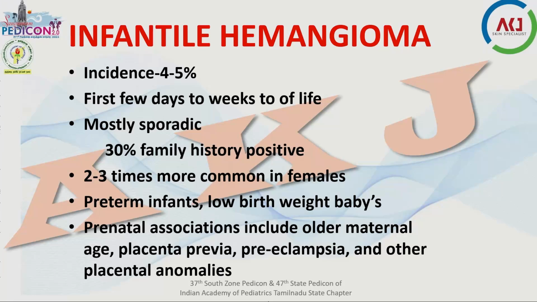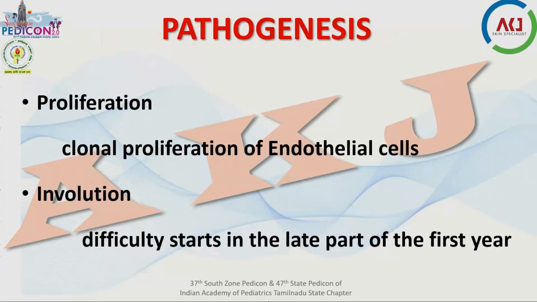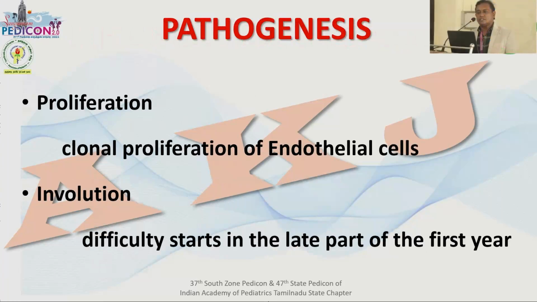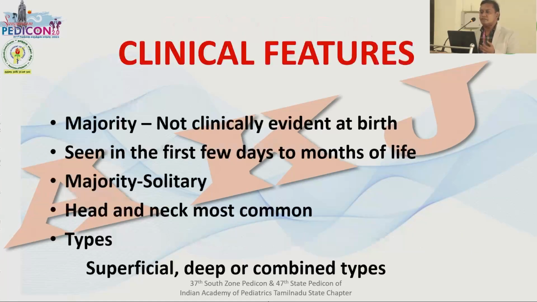IH is more common in infants, more commonly in female infants. And interestingly, the complications are also seen more in female infants. The pathogenesis is a clonal proliferation. It has got a proliferative phase. It has got an involution phase. We all know that. And how long we should wait, when should we intervene, we will find out soon.